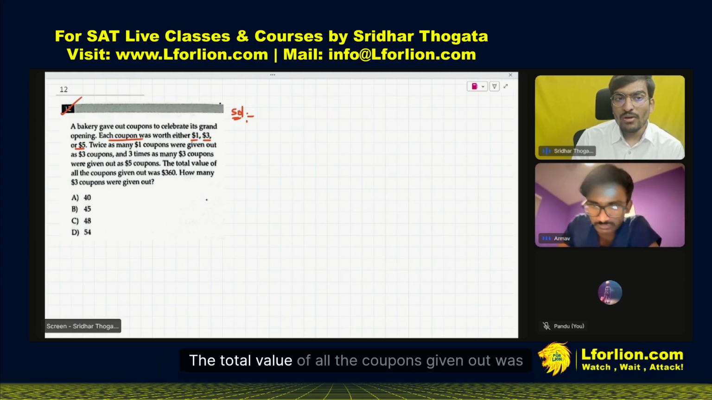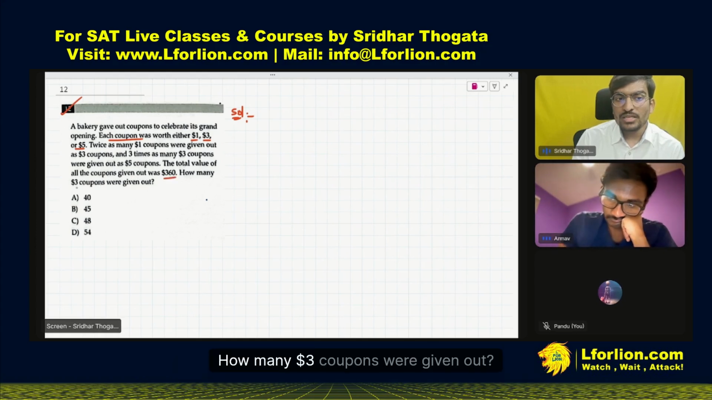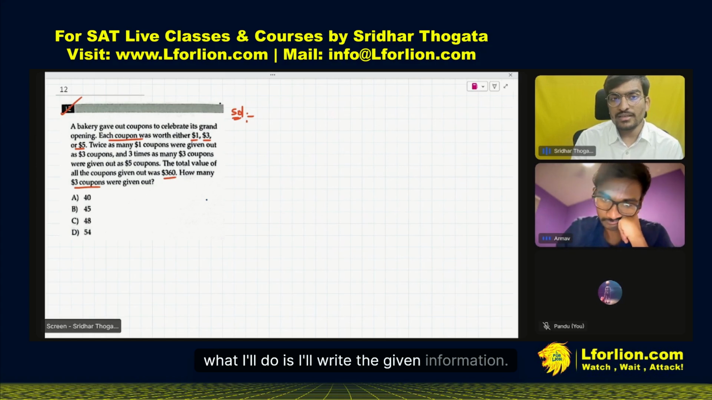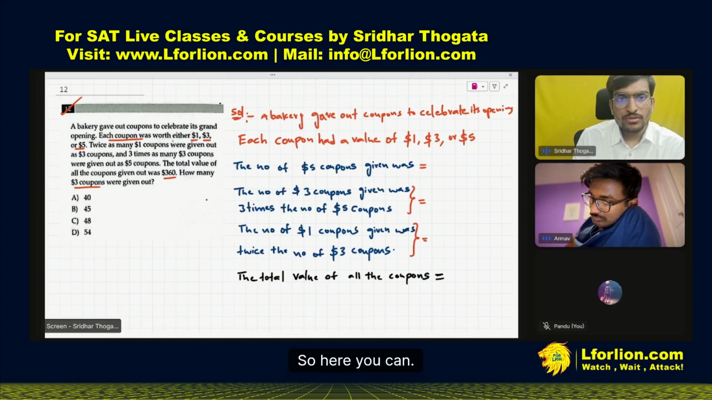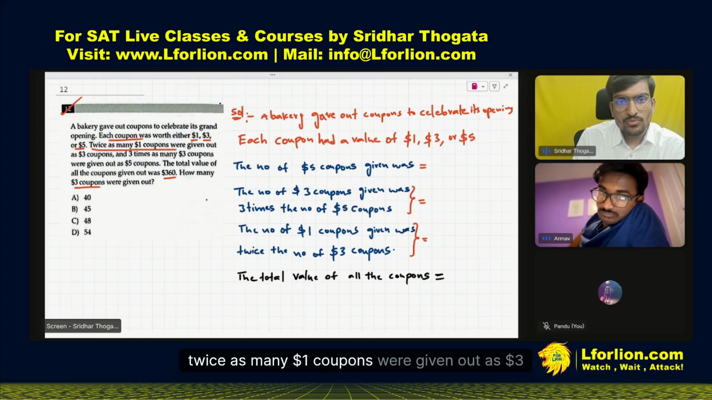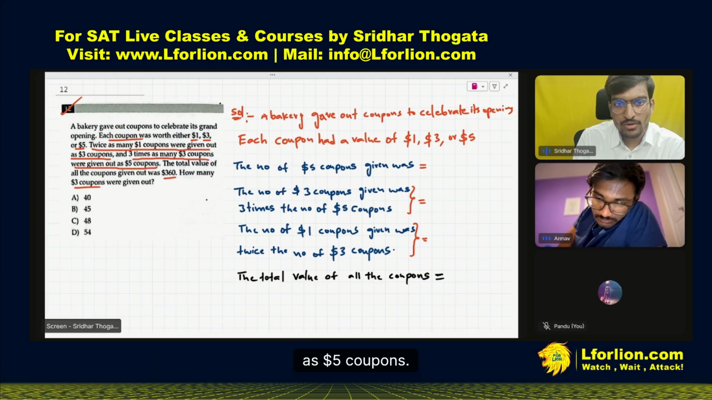The total value of all the coupons given out was 360. How many $3 coupons were given out? First, what I'll do is I'll write the given information. Twice as many $1 coupons were given out as $3 coupons, and three times as many $3 coupons were given out as $5 coupons. The total value of all the coupons given out was 360.